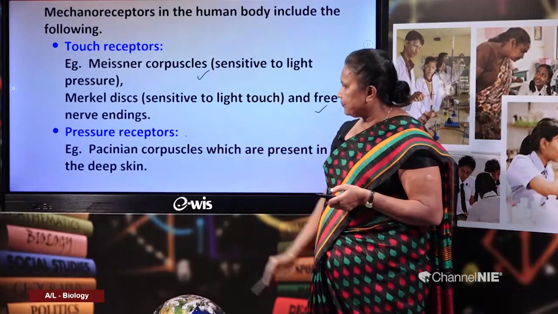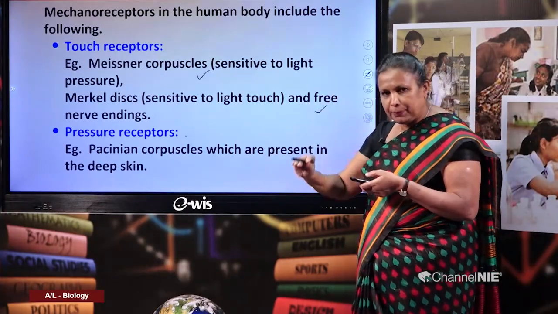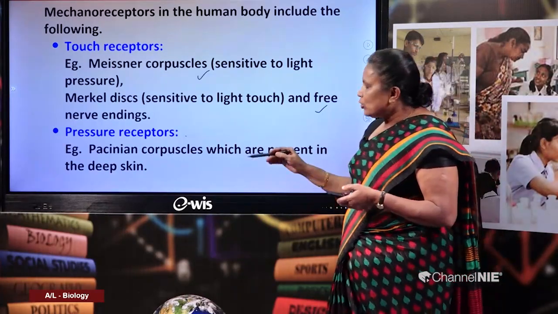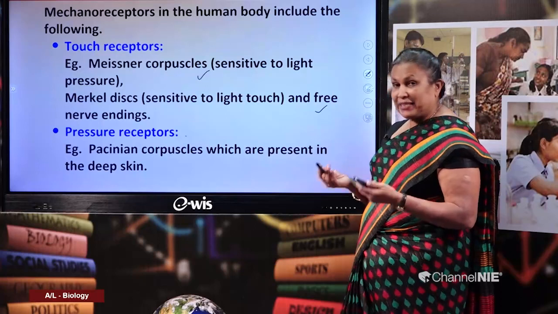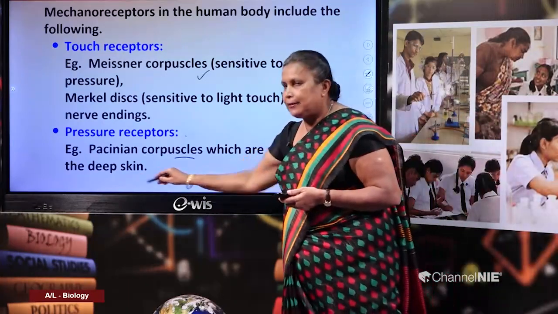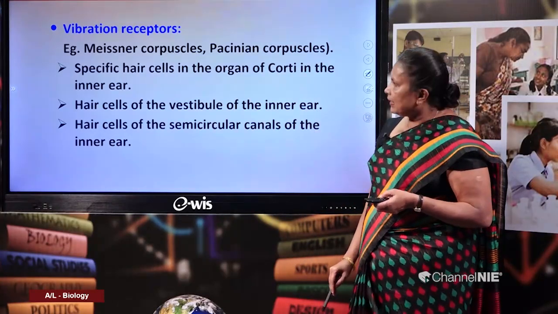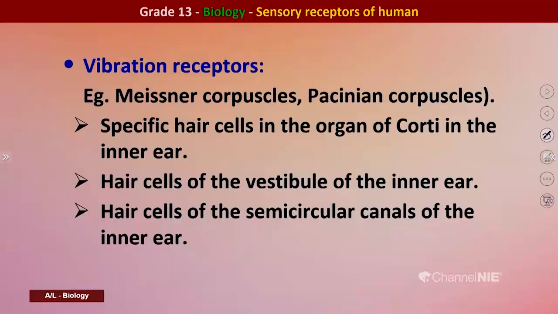Pressure receptors. I told you certain kinds of receptors are present in deeper regions of the skin, to sense strong pressures: Pacinian corpuscles, which are present in deep skin. Some more: this is also a mechanoreceptor, the vibration receptor. Vibrations which take place in the external environment can be detected using these receptors in the body: Meissner's corpuscles, Pacinian corpuscles, right?